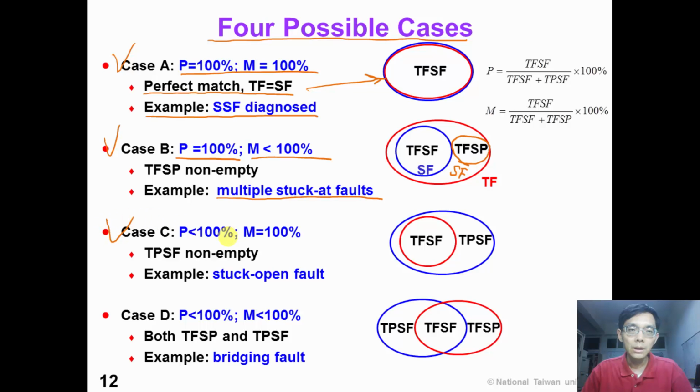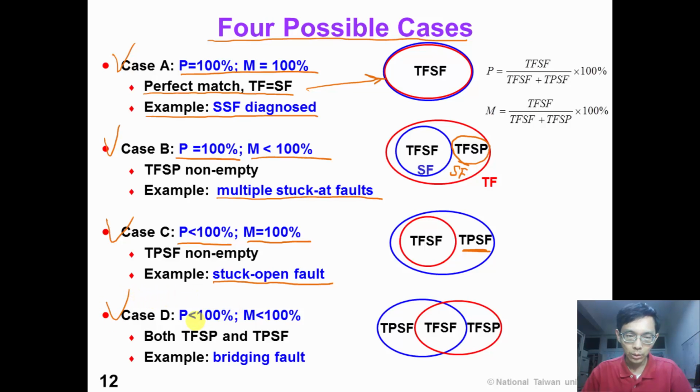For case C, the P score is smaller than 100% and the M score is 100%. We can see from this figure that TPSF is non-empty. One possible example is a stuck open fault.